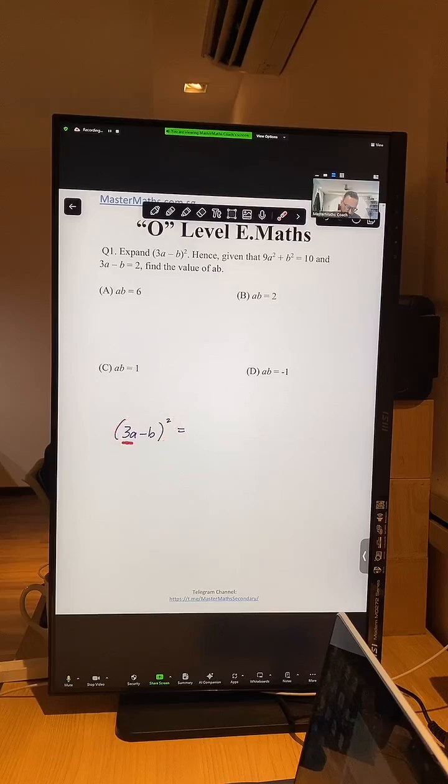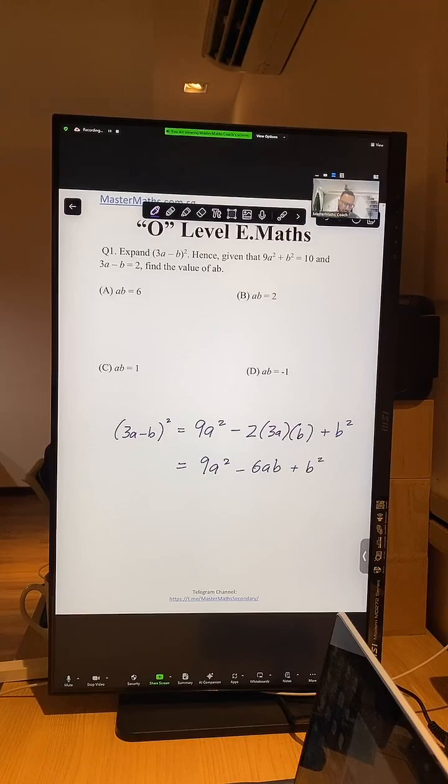The first term is 9a squared. And then you're going to have a minus sign. Why are you going to have a minus sign, guys? Because there's a minus sign inside here, so there's going to be a minus sign outside there. And then you're going to take 2 times 3a times b. And then finally you're going to end off with a plus b squared. So this is going to look something like this: 9a squared. 2 times 3a is 6a. 6a times b is minus 6ab. Plus b squared. Can you see that?